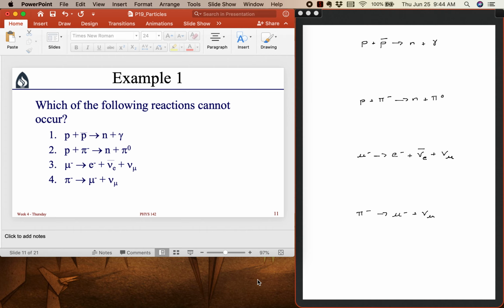In this example, we want to check to see which of the following reactions cannot occur. That is, which reactions violate some conservation law. So let's check each one of these reactions individually.